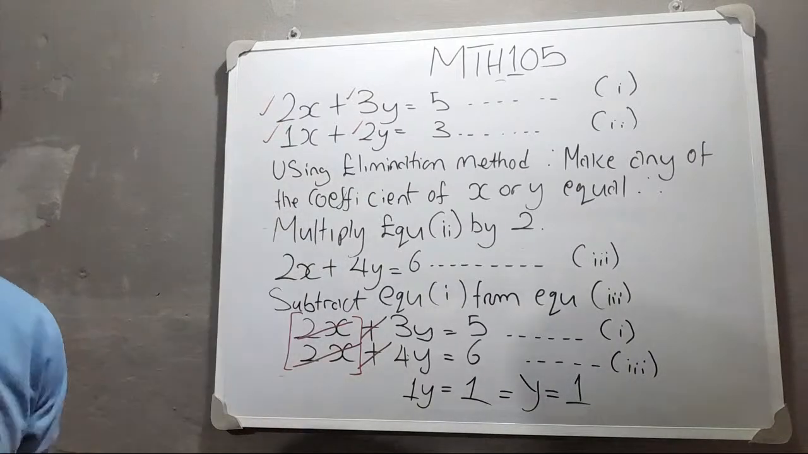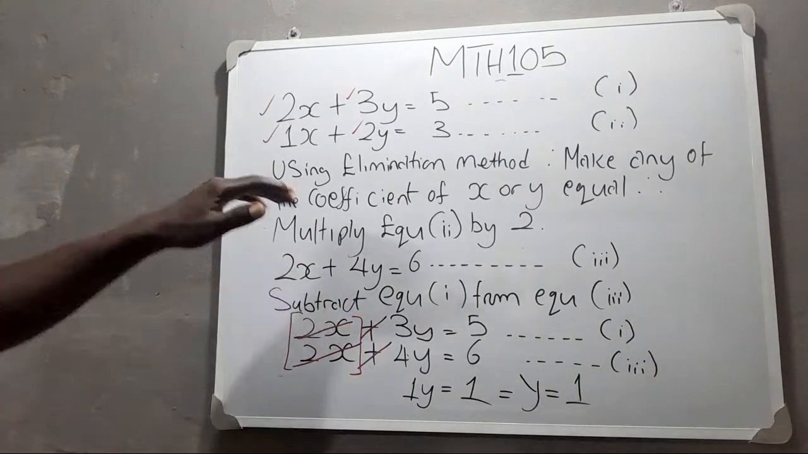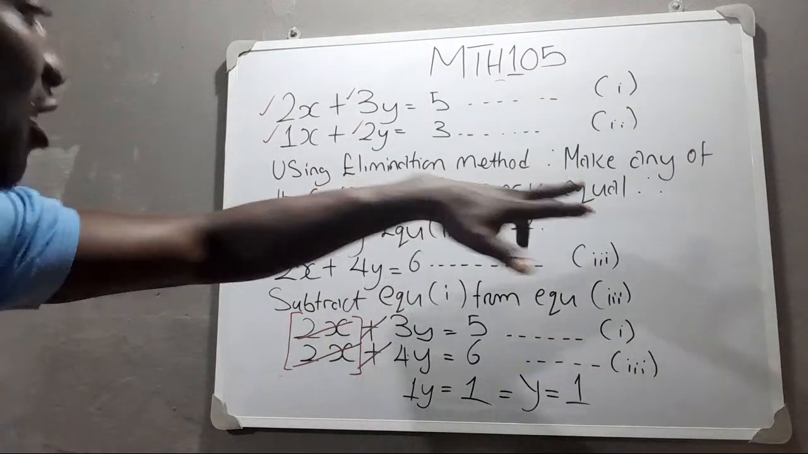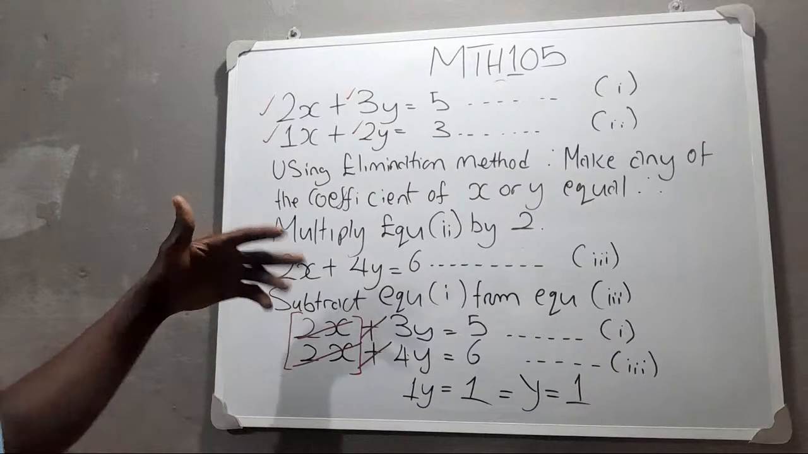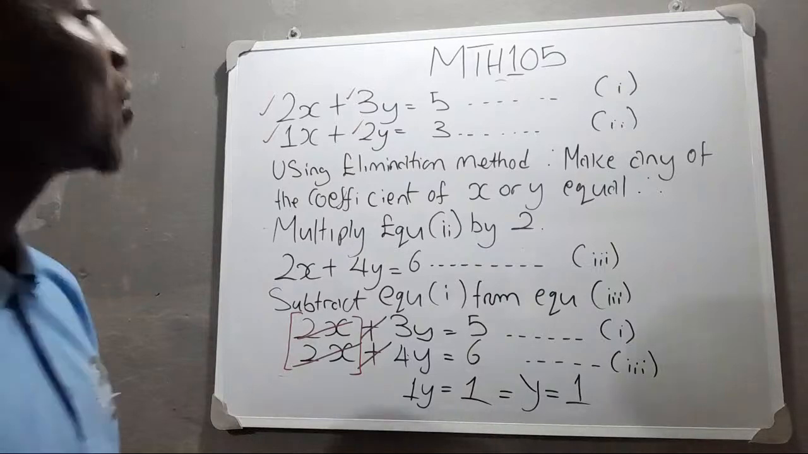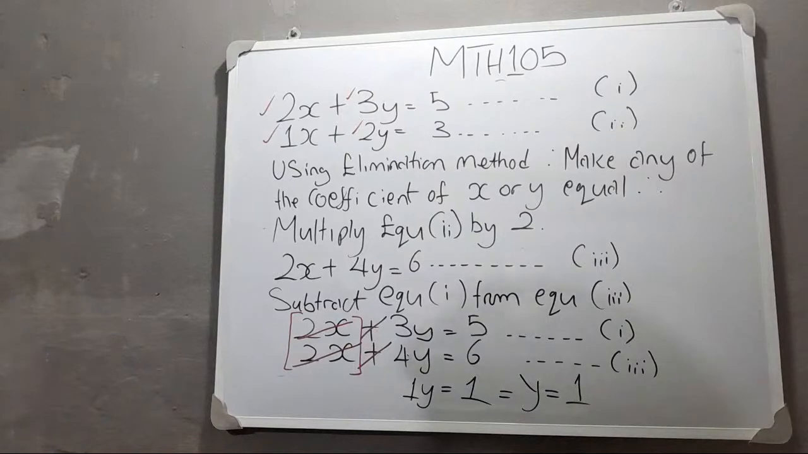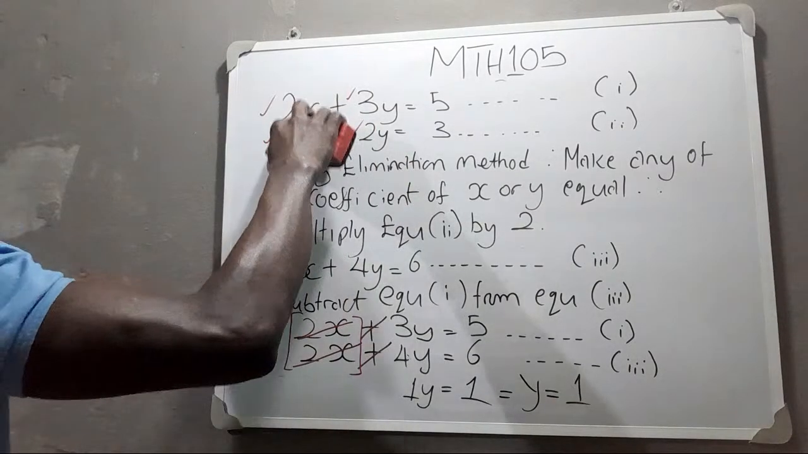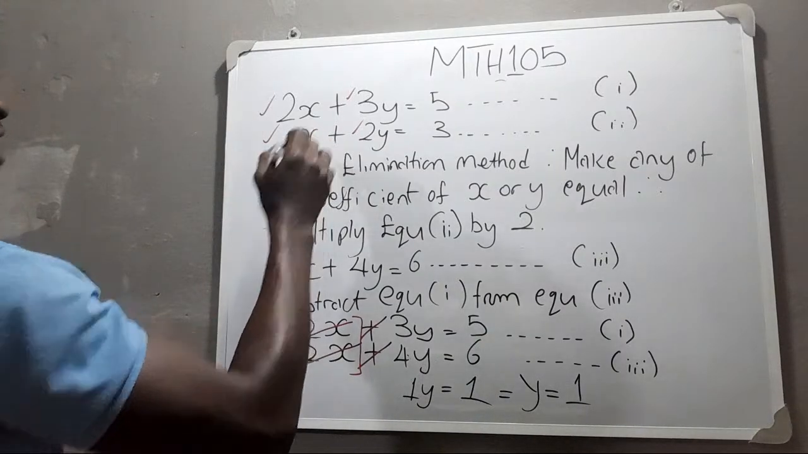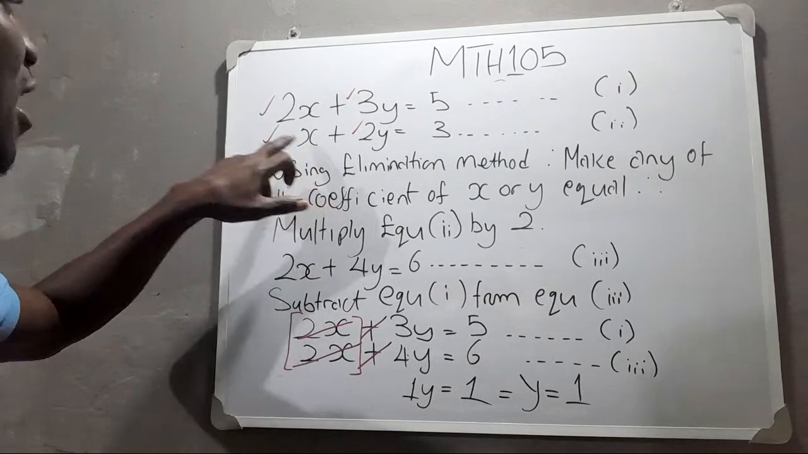Now, why did that come first, why equation 2 and not 1? After we make the coefficient of either x or y equal, to achieve that we have to multiply equation 2. The reason why we multiply equation 2 and not 1 is because x here is standing alone. Then we assume that there is a 1.